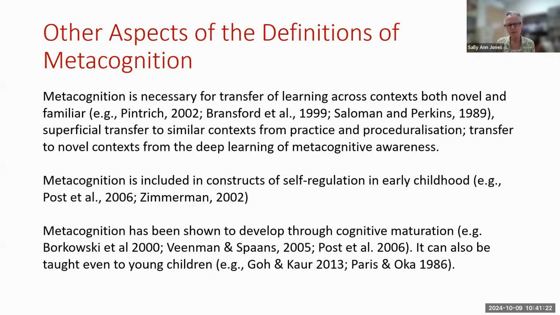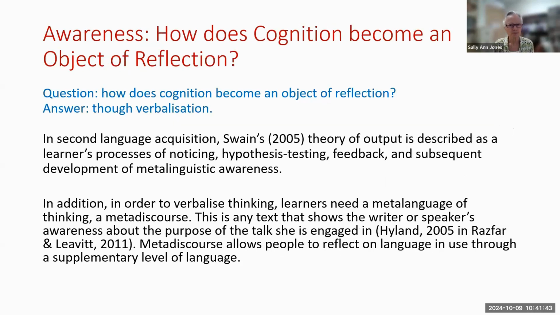And then the question of how metacognition develops has been shown to be through brain growth, just cognitive maturation, but it's also been shown that we can actually teach and guide metacognitive awareness, even to young children. So let me now move to the question of awareness. How does cognition become an object of reflection to be monitored and evaluated and so on?